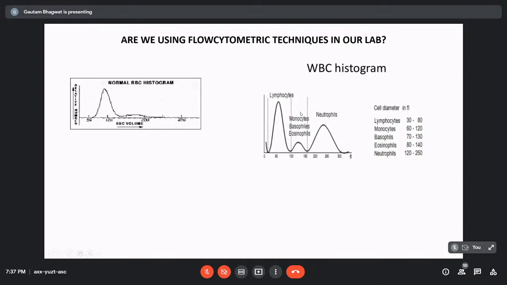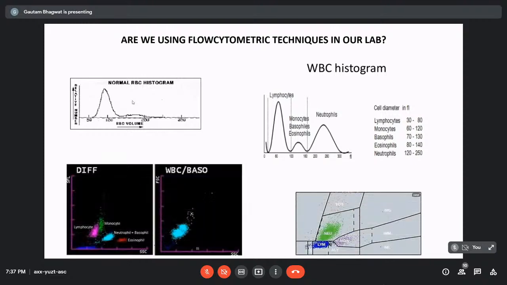These are programs which help us in giving out the RBC counts, the MCV, or the differential WBC counts. Along with that, we have something called the scattergrams. Now, all these, whether it may be due to impedance or whether it may be due to some physical property of the cell, are based on the flow cytometry technique. That is, measuring the property of a cell in a fluid.